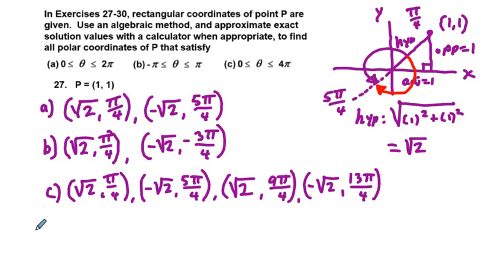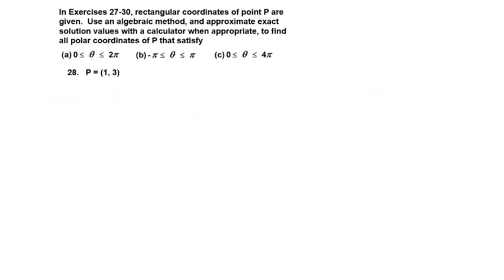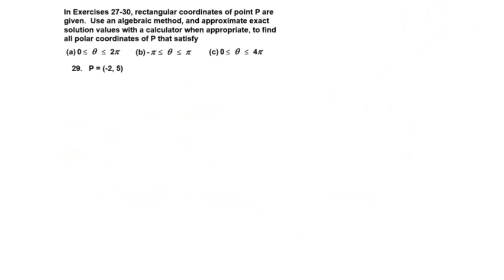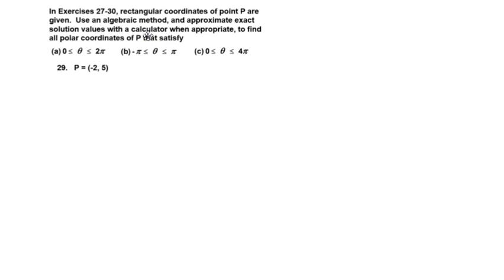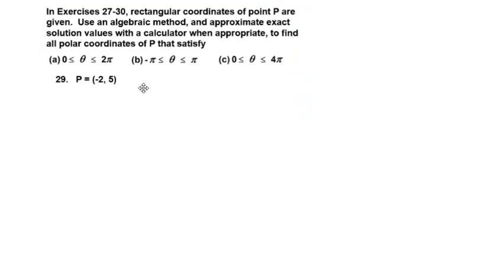So that's going to be it for problem number 27. Next, problem 29. Okay, same type of problem, except we have P equal to negative 2 comma 5. So we're going to go ahead and draw out a sketch similar to working out problem number 27.